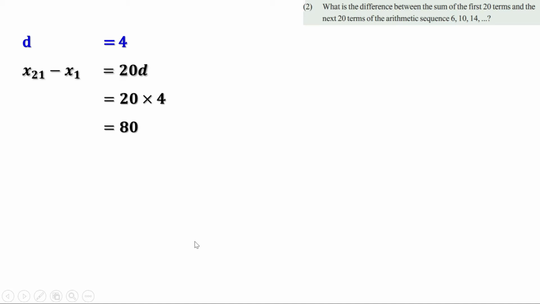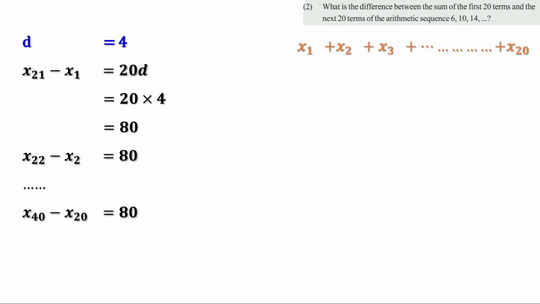We know that is 20 times the common difference, or 20 into 4, that is 80. Now what is the difference between the 22nd term and the second term? That is also 20 times d, or 80. In the same way, the difference between the 23rd term and the third term is also 80. The difference between the 24th term and the 4th term is also 80, and the difference between the 40th term and the 20th term is also 80. That is, we are taking the first 20 terms and the next 20 terms. So the difference between terms at the corresponding positions is always 80.